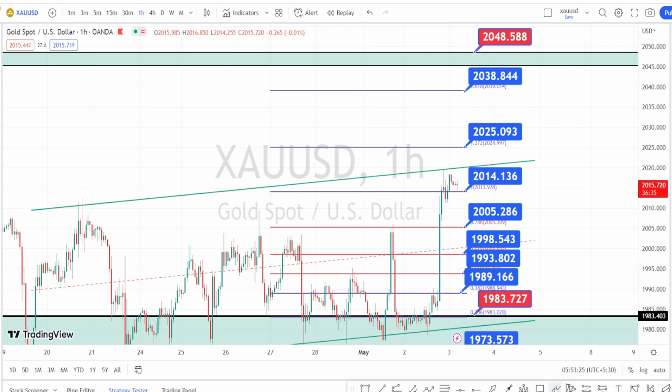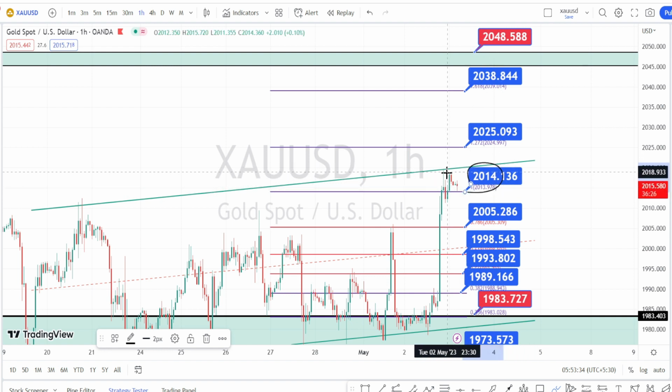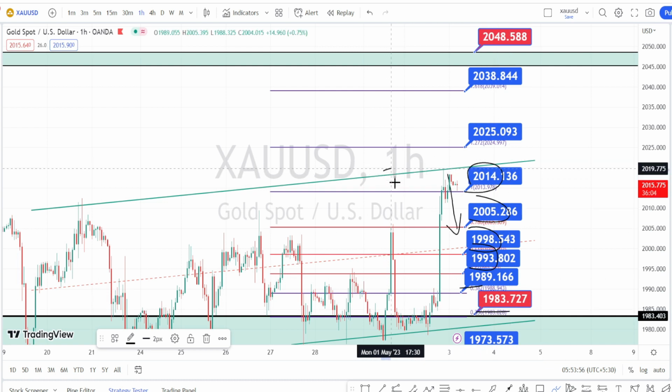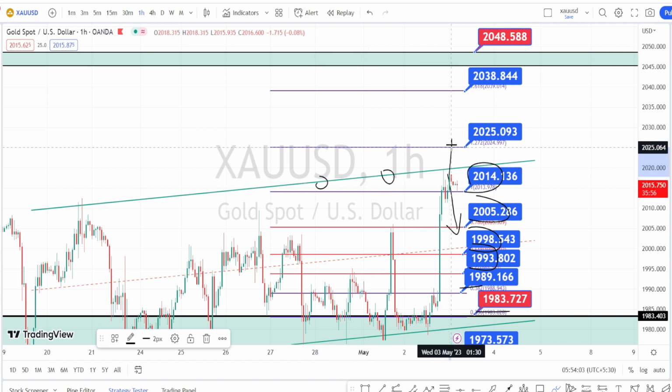So when we look at the support and resistance levels for hourly time frame, currently the price action is taking support around the support level of 2014. And if the bearish side retracement starts, next level of support is going to be around 2005, 1998, 1993, 1989 and 1983 on the bearish side. And if the price action breaks this resistance line of the bullish channel pattern, we can expect the bullish side retracement to start. And next level of resistance is going to be around 2025, 2038 and 2048.